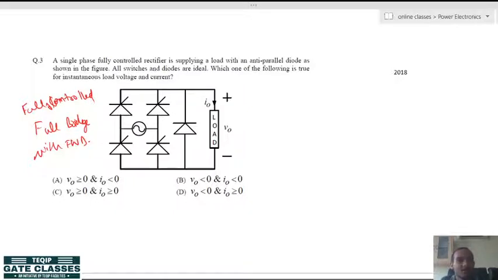It is saying, all switches and diodes are ideal, which of the following is true for instantaneous load voltage and current, with an anti-parallel diode as shown in the figure. Alright, so you see V naught is greater than or equal to 0, I naught is less than 0. See, I have already told you, if you remember the circuit, we use a freewheeling diode only when we need first quadrant operation. If we do not want the average output voltage to become 0, we use a freewheeling diode in the circuit.